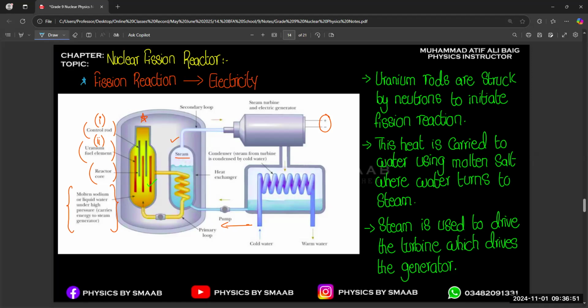Nuclear reactors work on fission reaction to generate electricity. Fission reaction means to split up a heavy nucleus into two lighter nuclei. So this is the working of a nuclear fission reactor. So the setup is very simple.